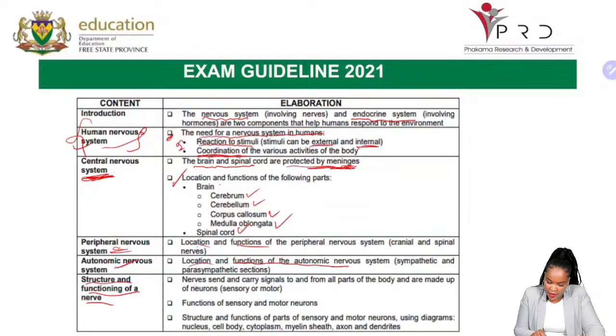Then you must also cover the nerves. They carry signals to and from all parts of the body. This is what you need to know from the topic as we break it down. And then you must also know the functions of the sensory and the motor neurons. Then you must also know the structure and the functions of the parts of the sensory and the motor neurons using diagrams. Very important. Right. Moving on.